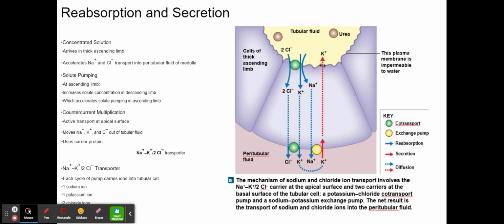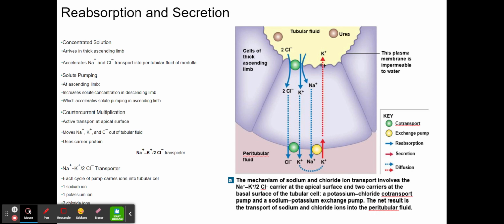The arrival of the highly concentrated solution in the thick ascending limb speeds up the transport of sodium and chloride ions into the peritubular fluid. Solute pumping at the ascending limb leads to higher solute concentrations in the descending limb, which then brings about increased solute pumping in the ascending limb. Notice that this process is a simple positive feedback loop that multiplies the concentration difference between the hypotonic tubular fluid in the ascending limb and the hypertonic peritubular fluid in the renal medulla.